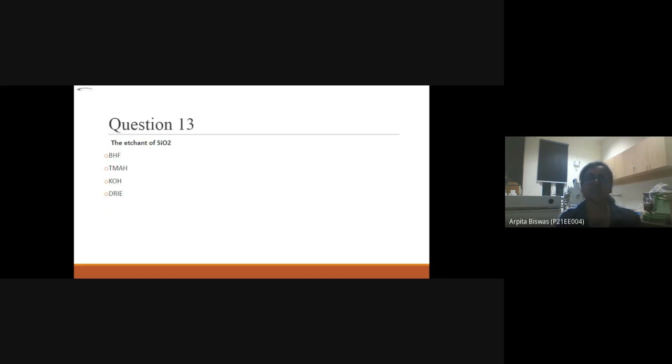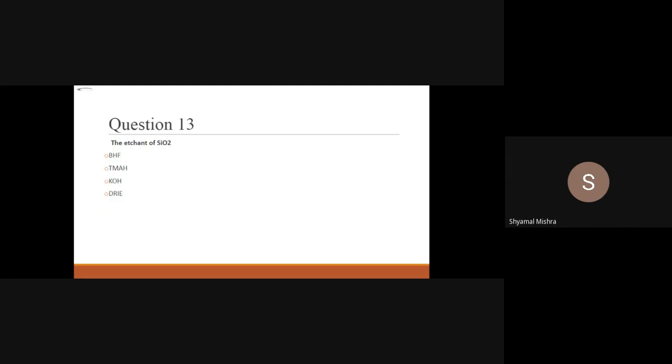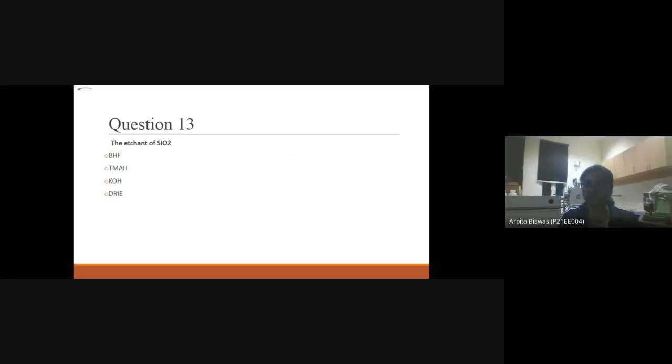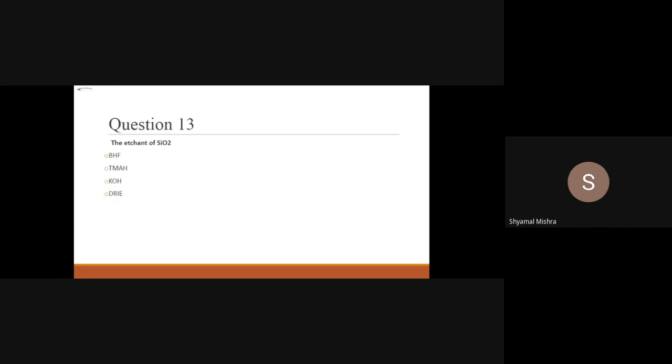Our next question is about the etching of silicon dioxide. There are different types of etching. Can you explain about dry etching or wet etching process? Yes, ma'am. So what is happening in the dry etching process? The basic principle I'm asking about. In dry etching, we are using different types of gas ions to etch that portion.